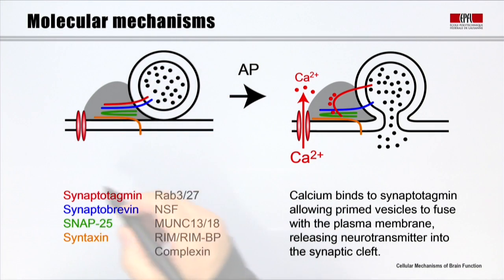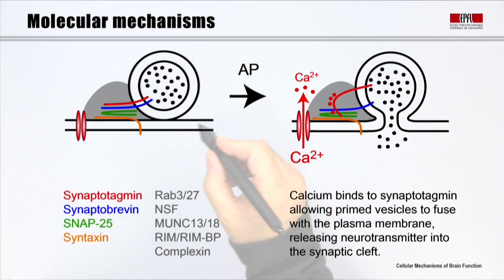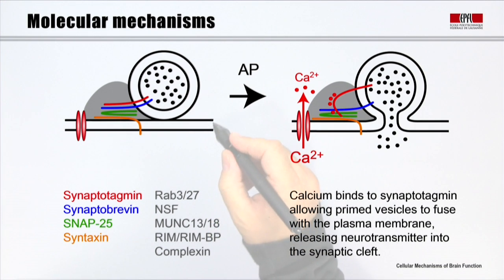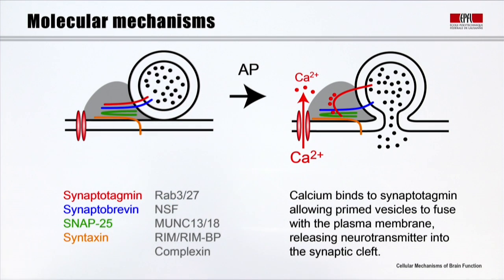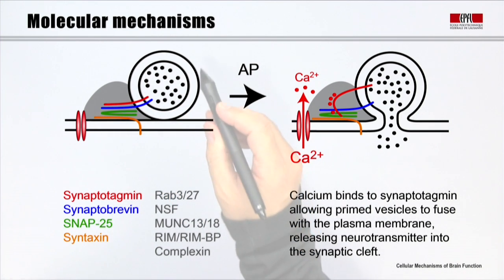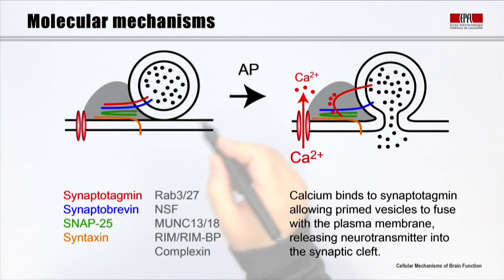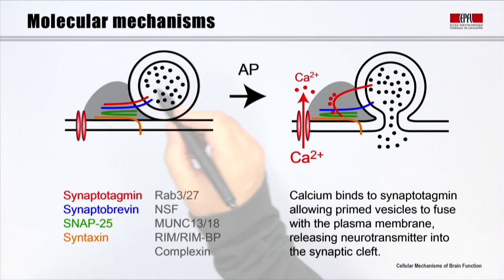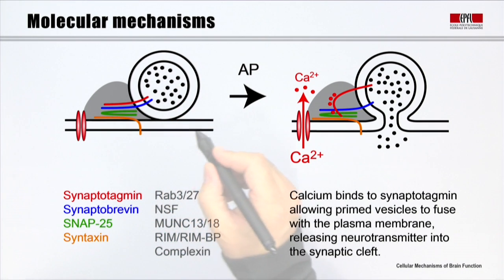Here we see a schematic drawing of a synaptic vesicle that's in immediate apposition to the presynaptic plasma membrane. So these two lines here represent the phospholipid bilayer of the plasma membrane, and the two black lines here around the vesicle are the phospholipid bilayers of the synaptic vesicle. The membrane of the synaptic vesicle is almost identical in terms of its composition to the membrane phospholipids of the plasma membrane.